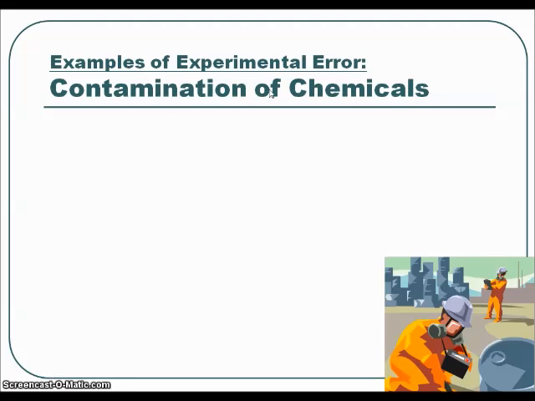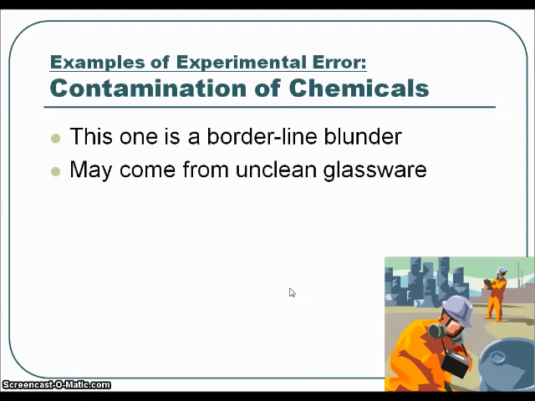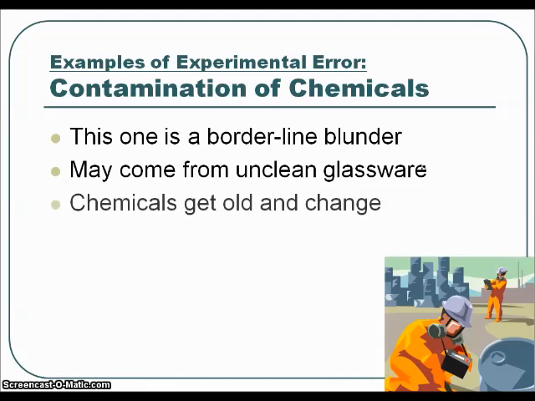Another one I'll mention briefly is contamination of chemicals, and this one's kind of a blunder. I'm not sure how much of it's true experimental error, how much is really a blunder. I'll list it as experimental error because you might not have been the cause of it, or you might not even be aware that it's happening. But it's important when you're doing chemistry that your glassware is clean, because a lot of times if there's some chemicals in there, it will totally mess up your results and give you different results than you would because of the presence of those unwanted chemicals.